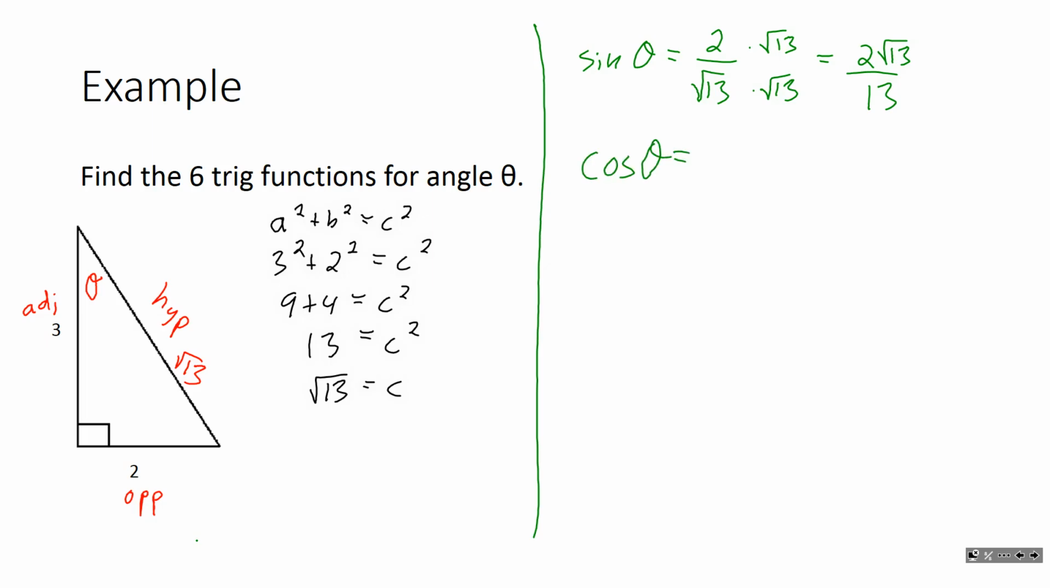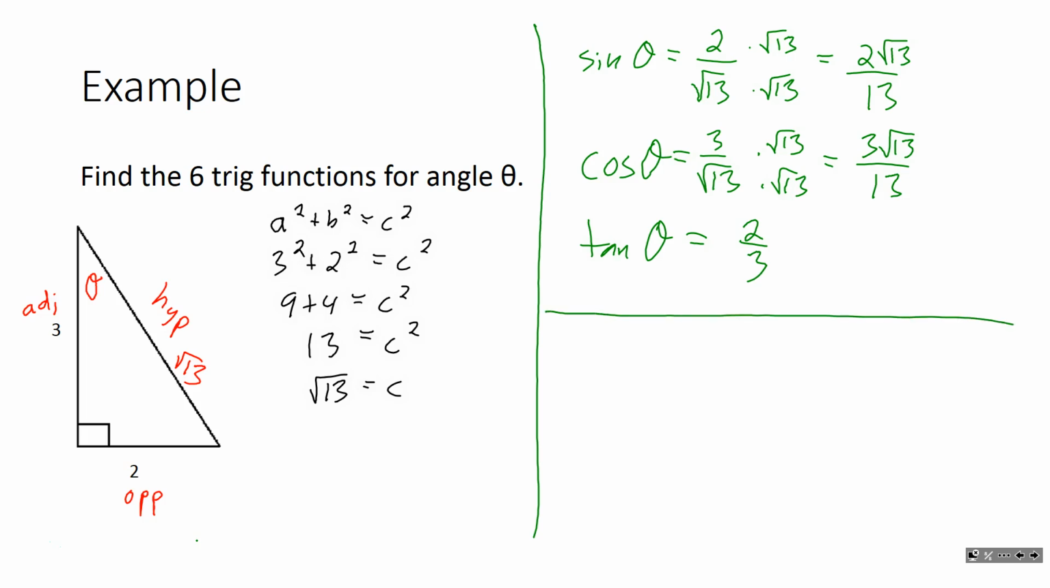Cosine equals adjacent over hypotenuse. Again, easy enough to rationalize the denominator. And then tangent of theta, tangent is opposite, TOA, remember TOA, it's opposite over adjacent. We got those pretty quickly. We're going to get the last three even quicker.